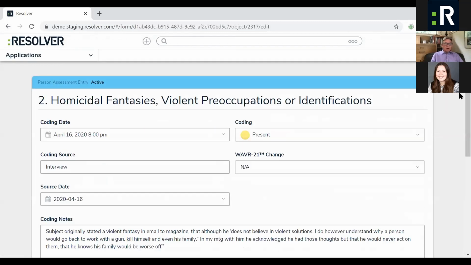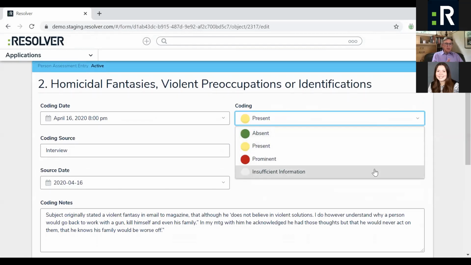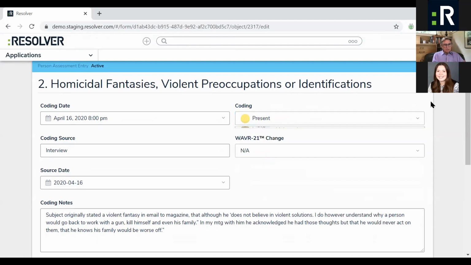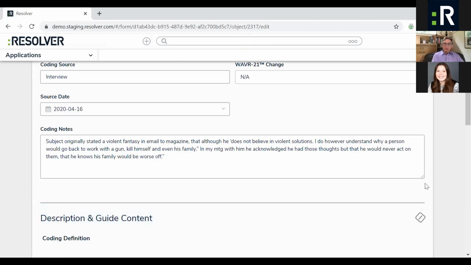Now, there's the date again, it's present, the source date, and then the coding notes. And it's just what we've already talked about. The subject originally stated a violent fantasy in an email to a magazine. Although he does not believe in violent solutions, he does understand why someone would go back to work and act violently. He acknowledged he had those thoughts, but he would never act on them. He knows his family would be worse off. That's entered in another item, but the fantasy is there.